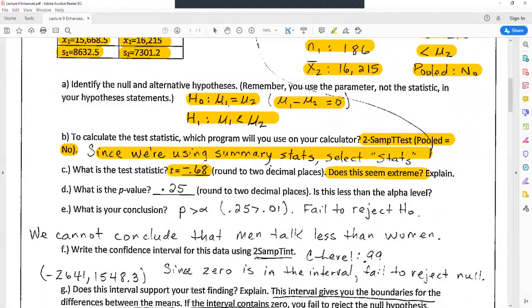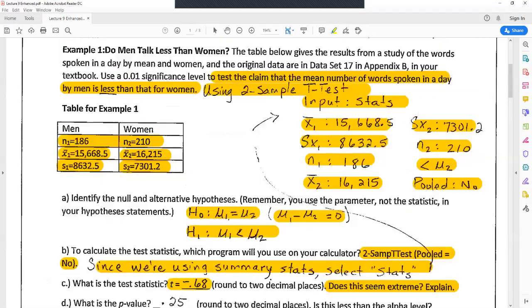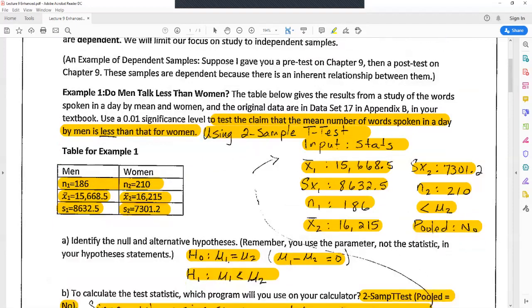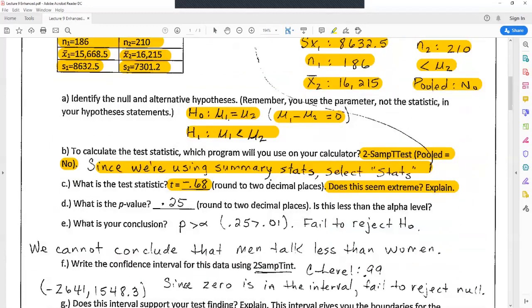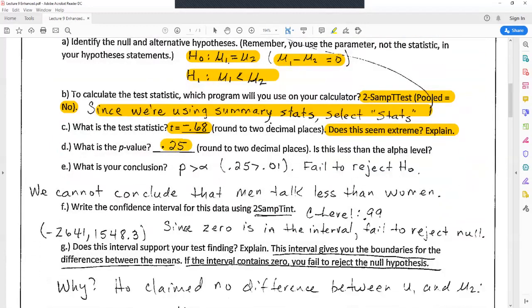Question is, does this seem extreme? Well, minus 0.68 is not even one standard deviation from the mean, so it does not seem to be extreme. What is the p-value? The p-value is 0.25. Is this less than the alpha level? If we go back and look at the problem, the alpha level is 0.01. It's a small alpha level. But our p-value is 0.25. So the p-value is actually greater than the alpha level.